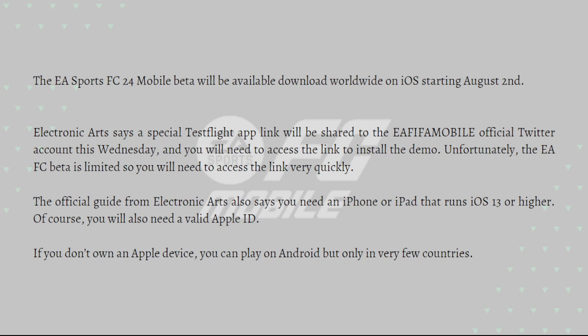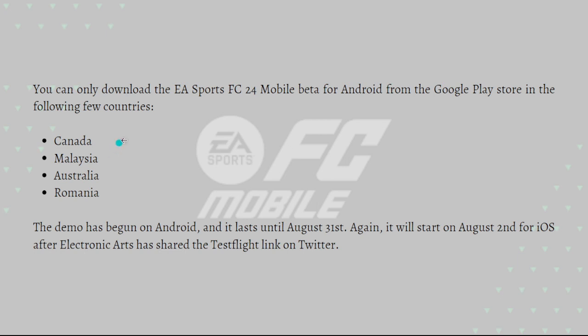But if you don't own an Apple device, you can play on Android, but only in very few countries. So you can download the EA Sports FC 24 mobile beta for Android from the Google Play Store in the following few countries, and that is Canada, Malaysia, Australia, and Romania.